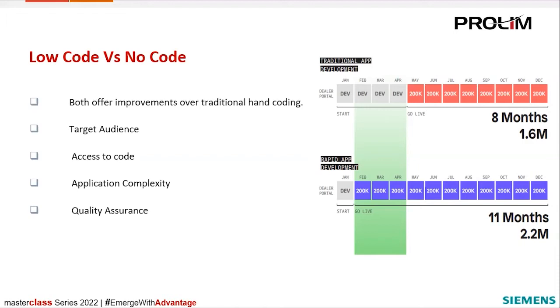And the next is again access to code. The main difference is that we need no access to code in no code development, and we need limited access with low code. That is the main difference between those two. And again, as I told earlier, application complexity.